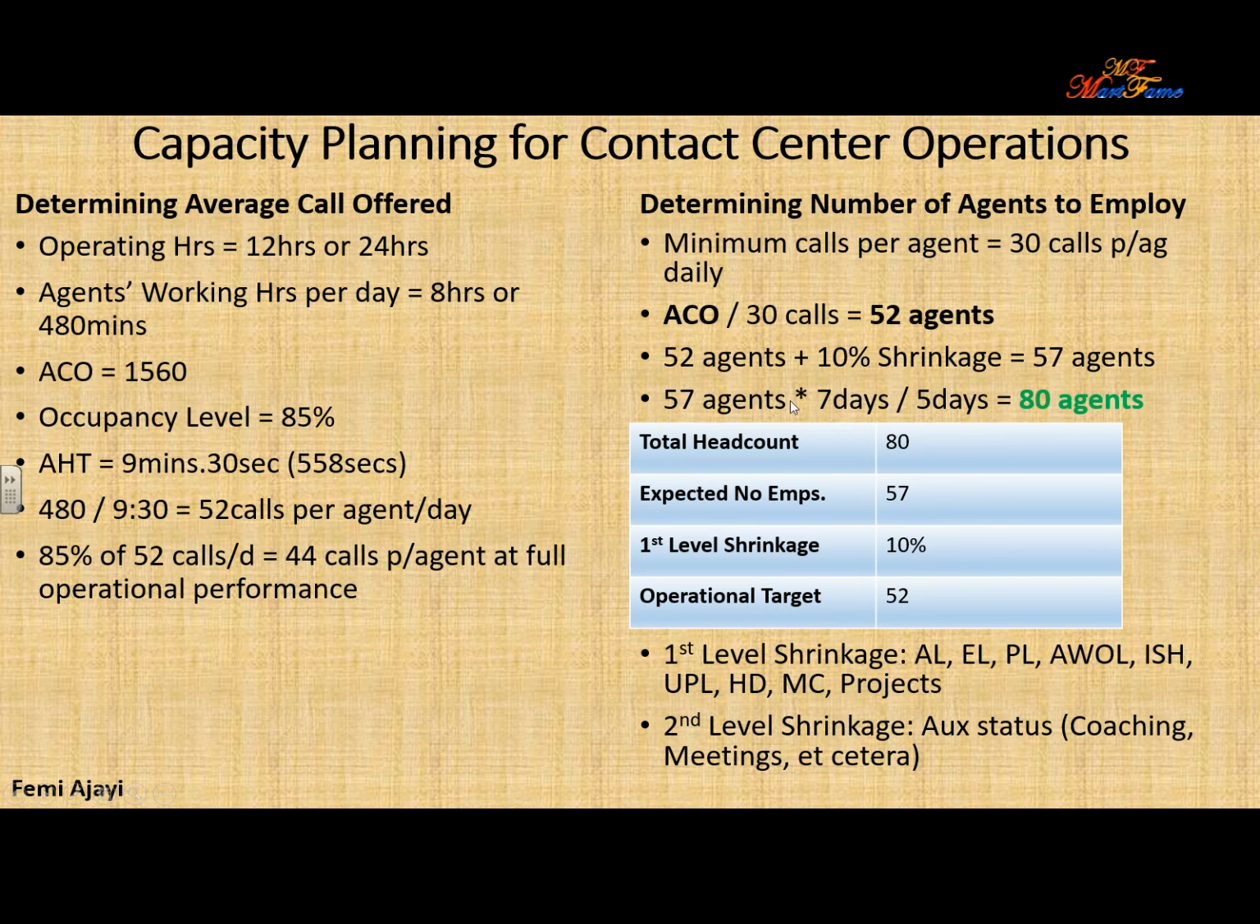Total headcount in summary, total headcount is going to be 80. Expected number of employees will be 57. Our first level shrinkage, which is 10%, minus that from the 57 is going to give you 52 operational target.